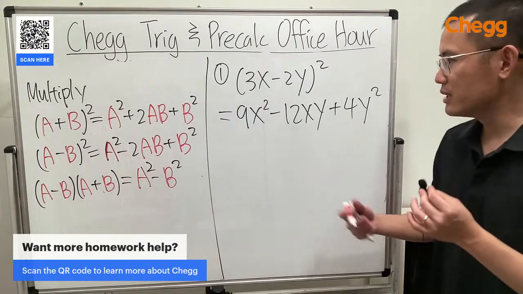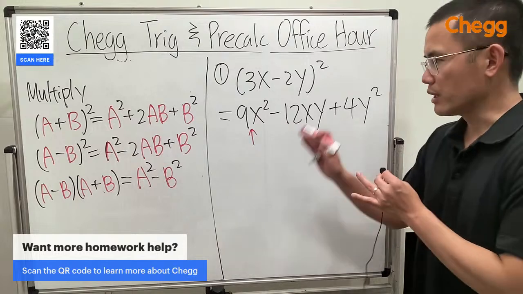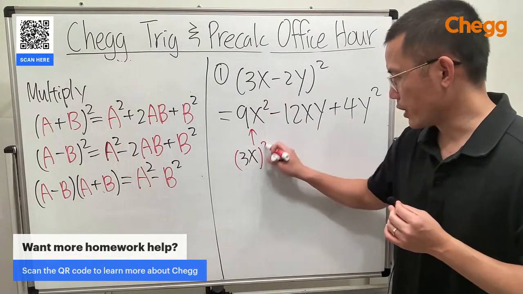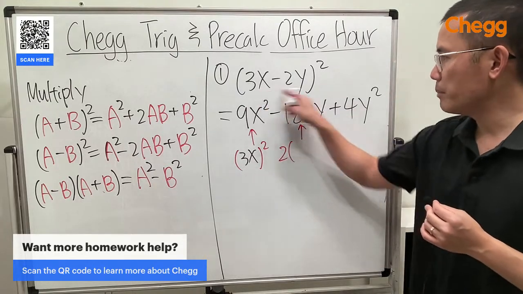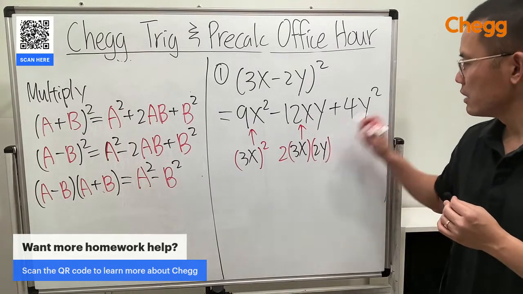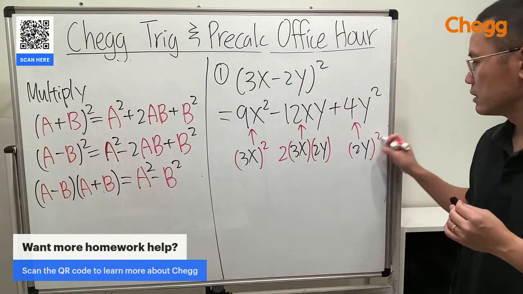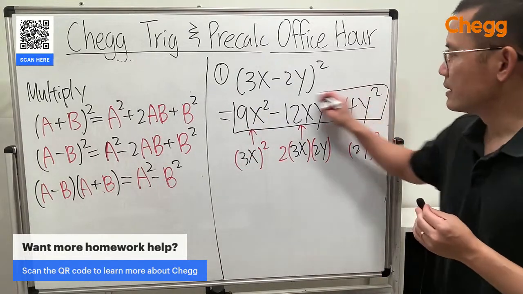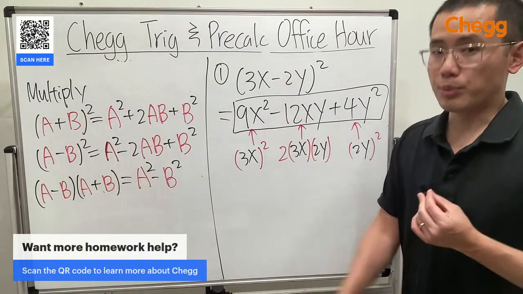Of course, if you are doing this for the first time, I can still write down the steps so we can be clear. This is the same as 9x squared. How did we get this? It's because we did 2 times ab. How did we get this? Because we squared the last term. Just like that. All right? So this is how you multiply polynomials, especially with the special products.